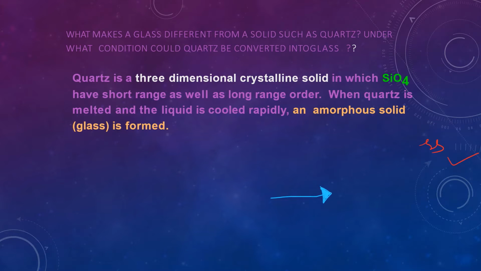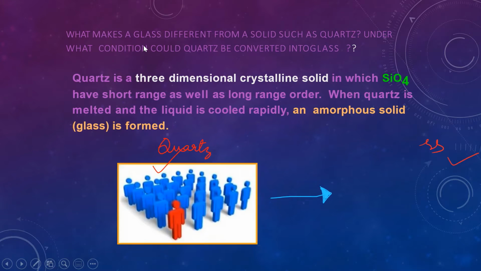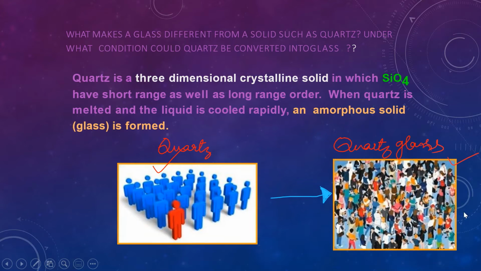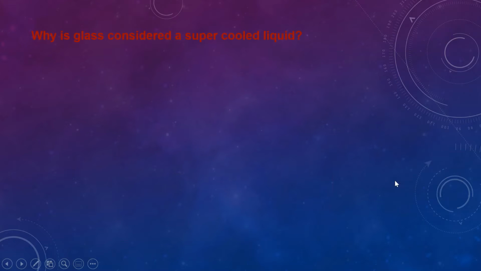Next, we have discussed the difference between glass and quartz. Quartz is crystalline, whereas glass is amorphous. How this happens, I have also explained. Quartz is crystalline, that's why the arrangement is regular. And in amorphous, this is quartz glass. When we heat a crystalline solid and then cool it very rapidly, from crystalline we get an amorphous solid.